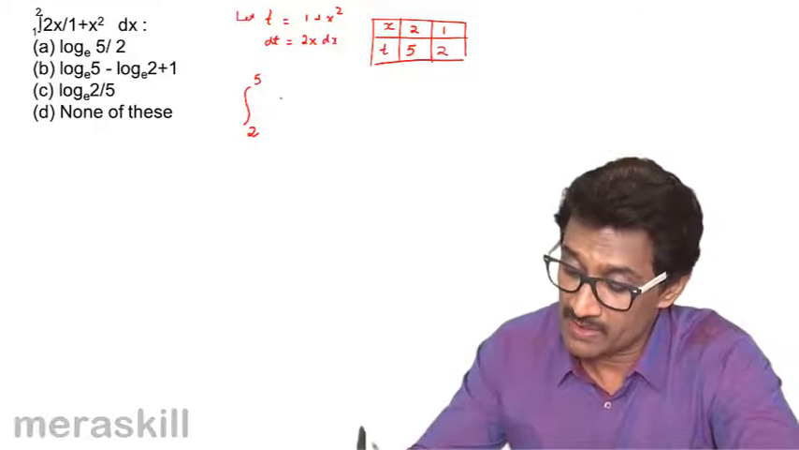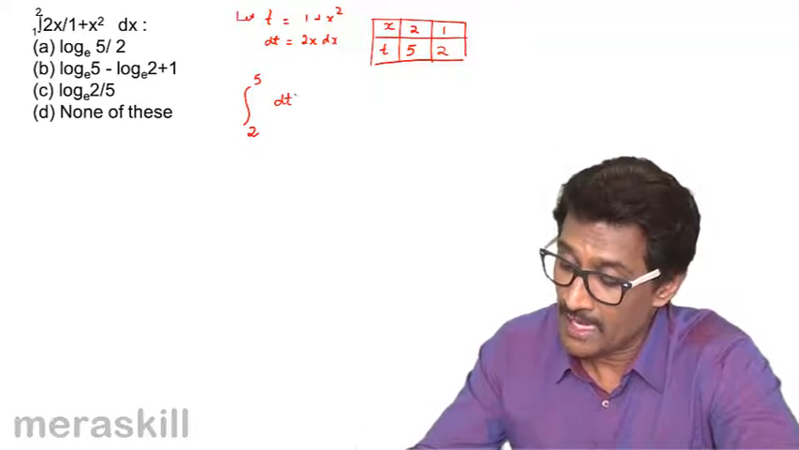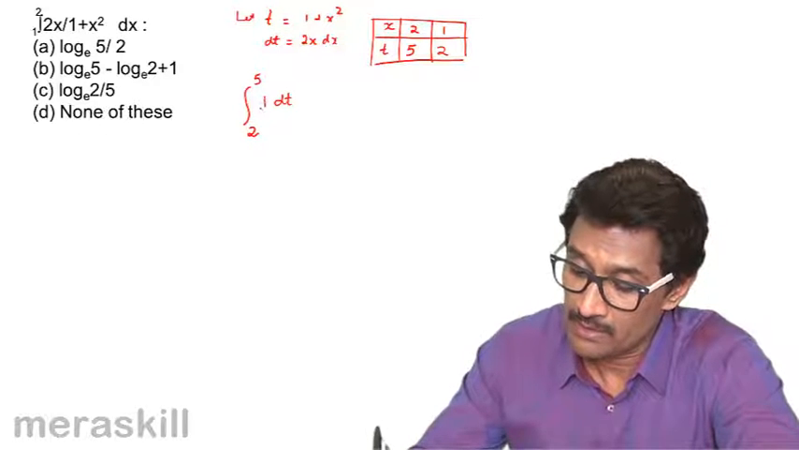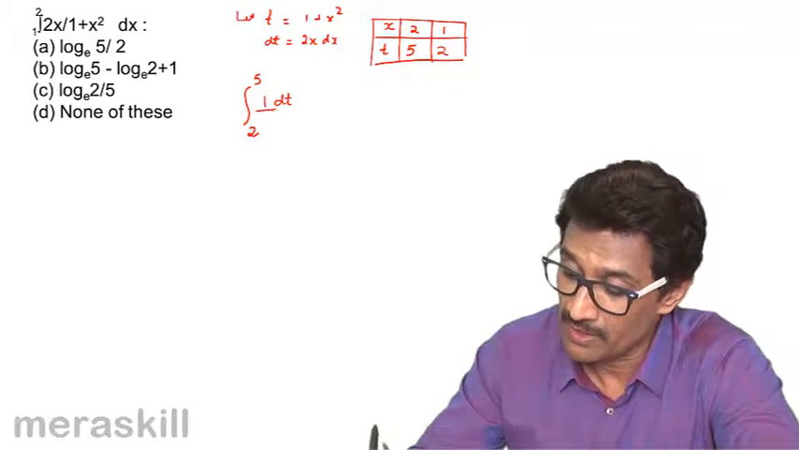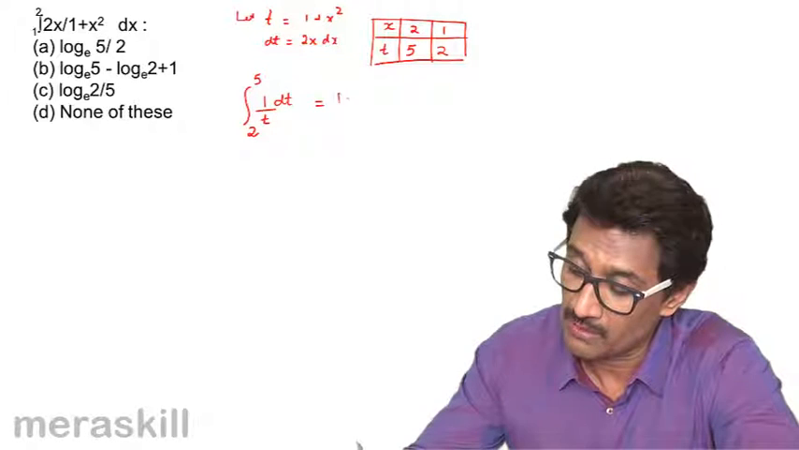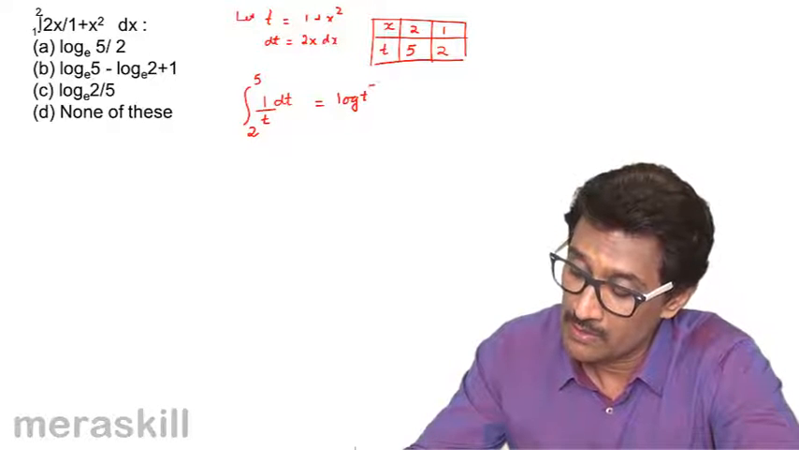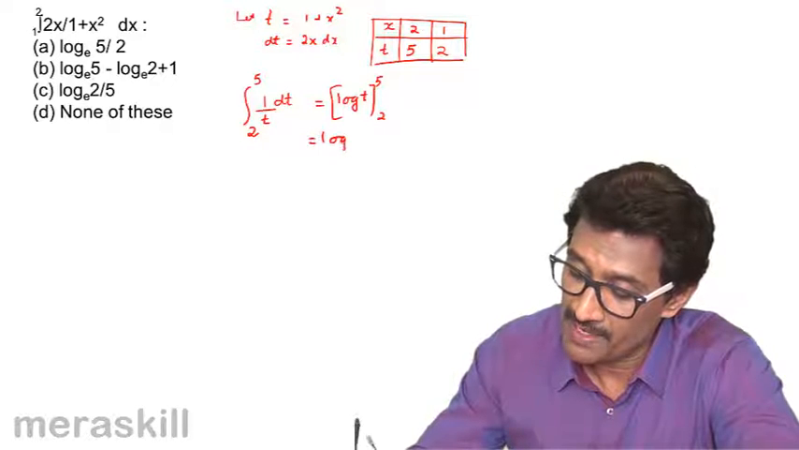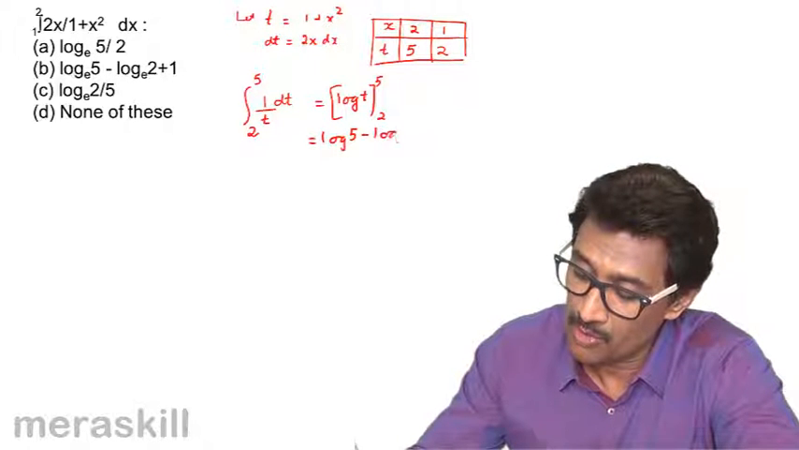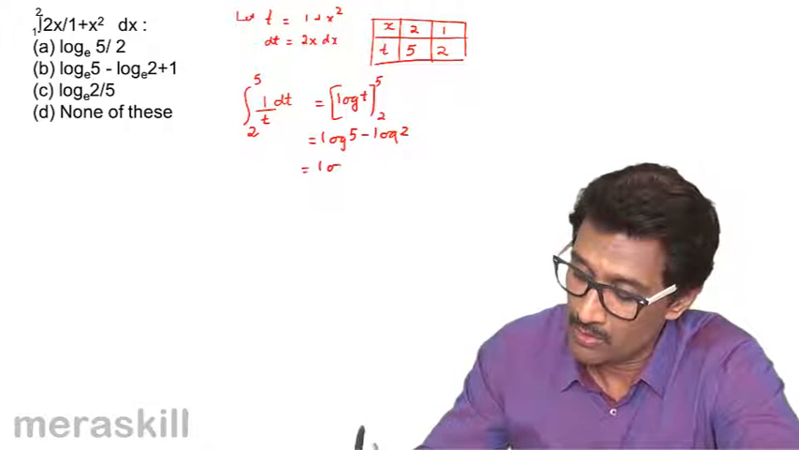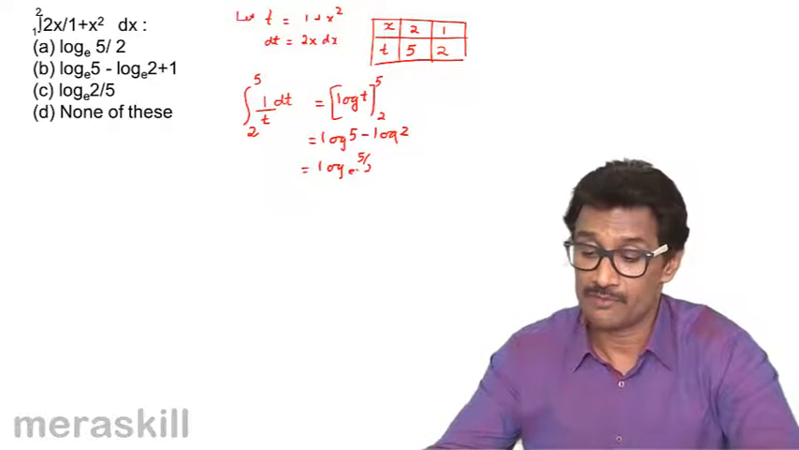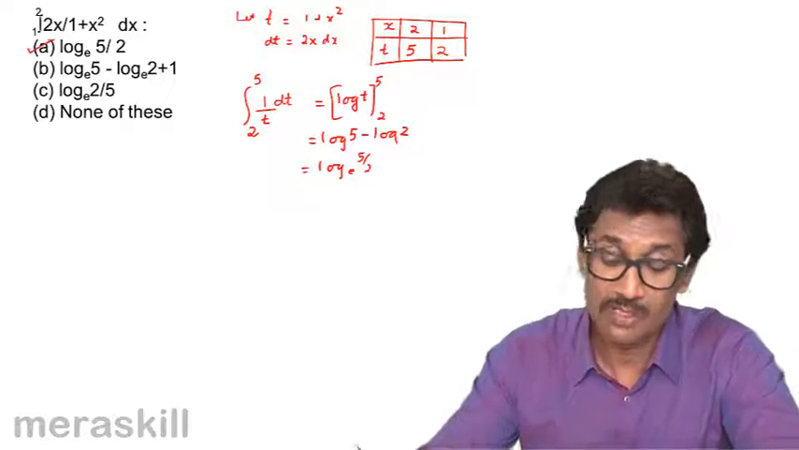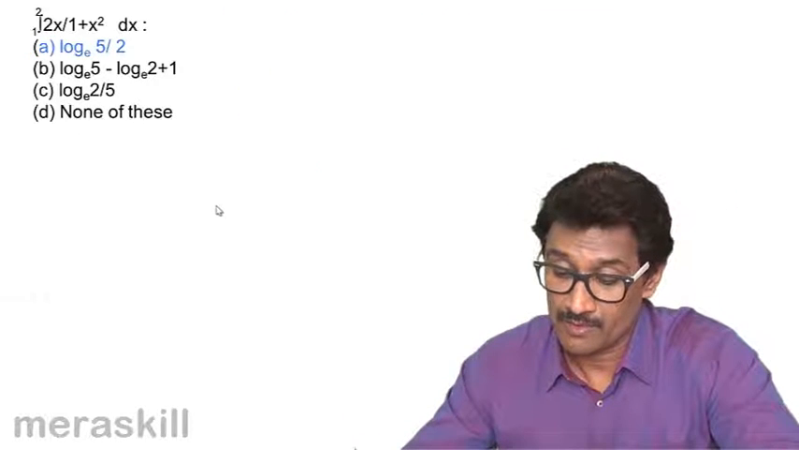2x dx becomes dt and 1 upon 1 plus x square becomes 1 upon t. So it's going to be nothing but log t in the domain 5 to 2. So it's going to be log 5 minus log 2, which is log 5 by 2 to the base e, obviously it's taken for granted. So it's going to be option number A.